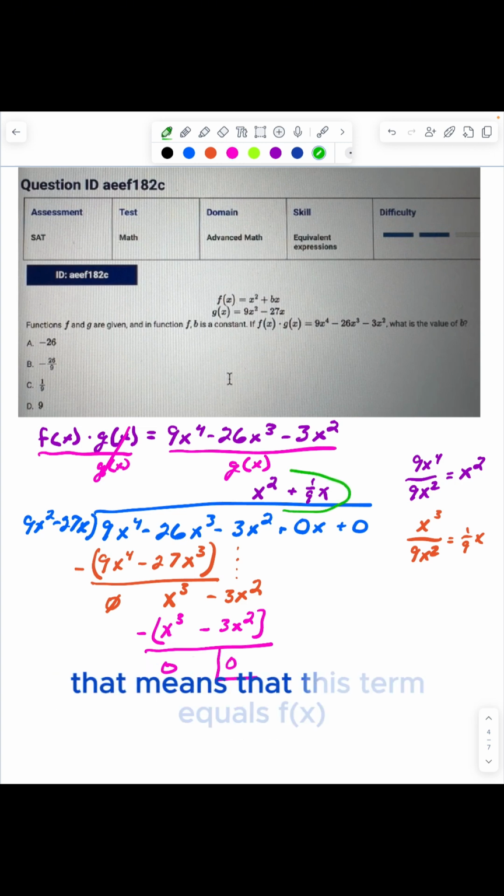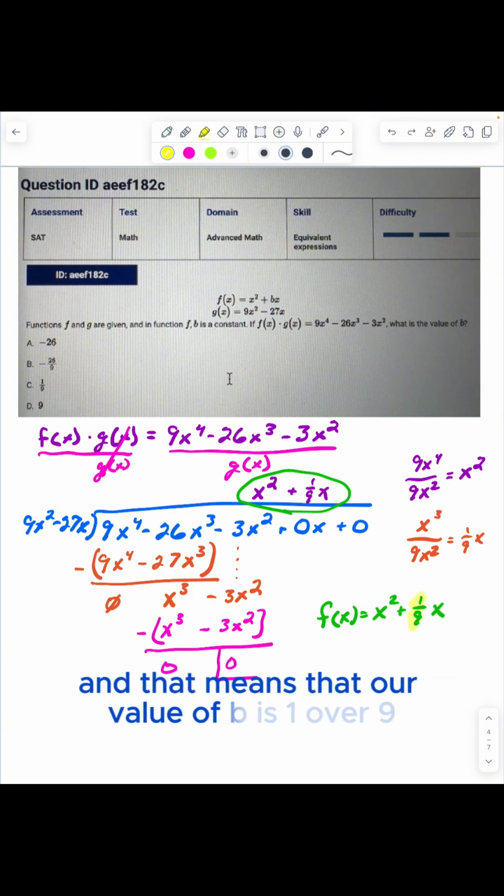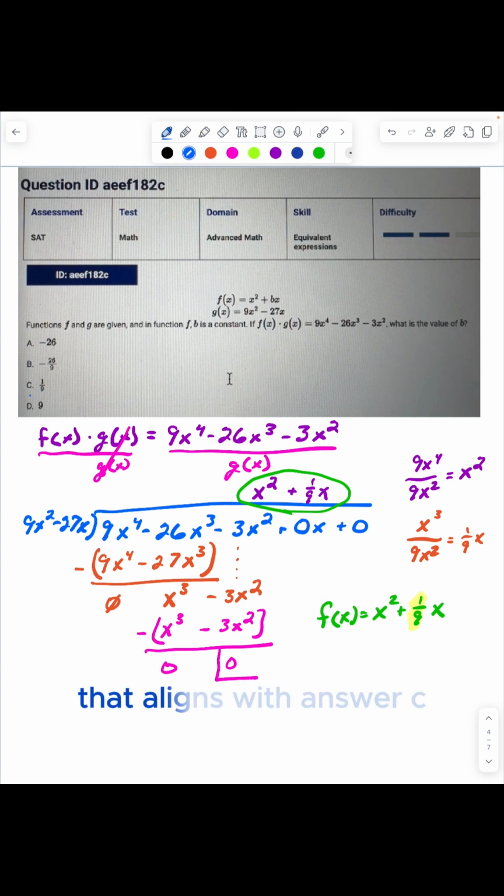That means that this term equals f of x. So we have f of x is equal to x squared plus 1 over 9x, and that means that our value of b is 1 over 9. That aligns with answer C, and that's it for this one.